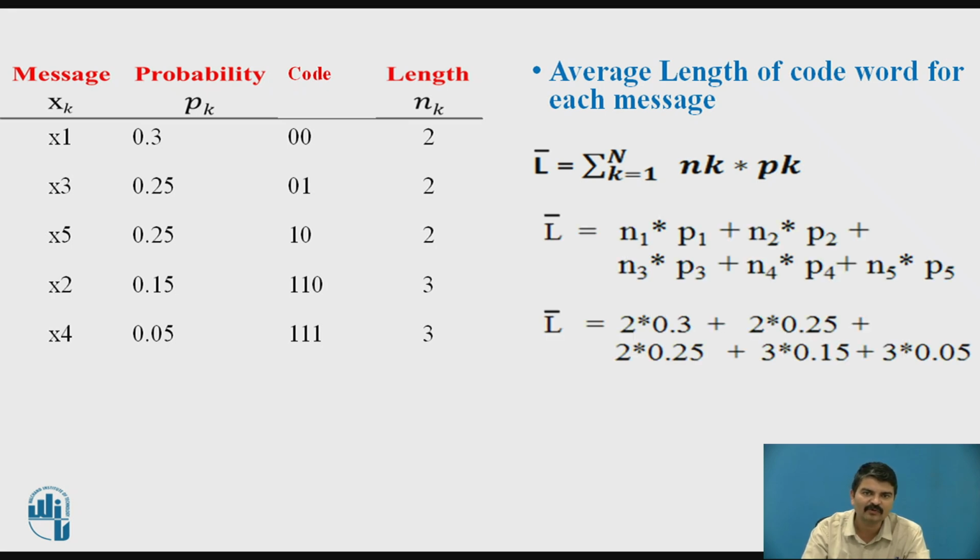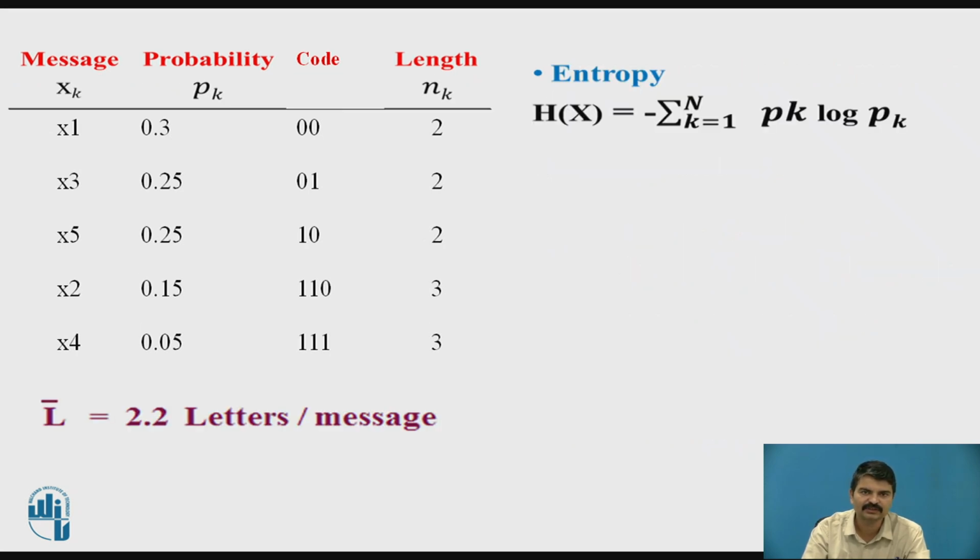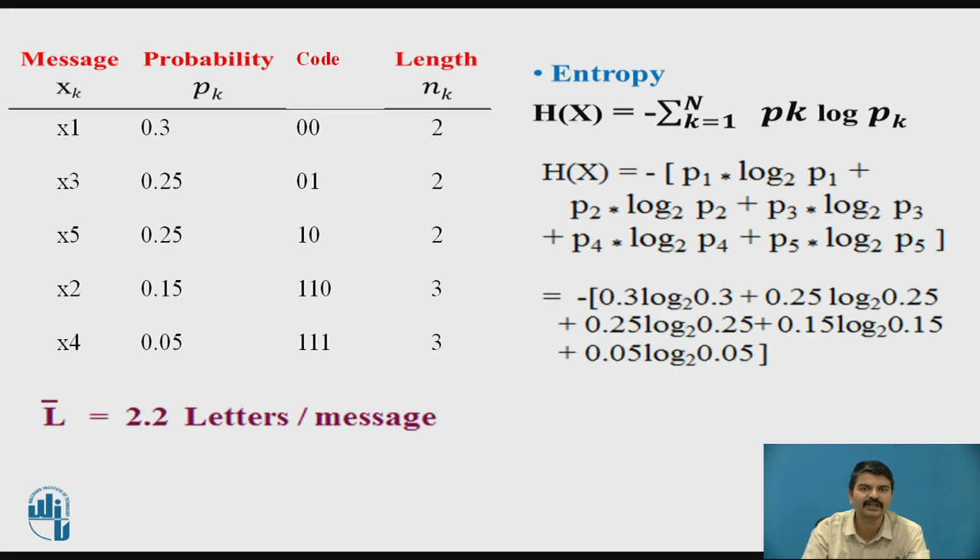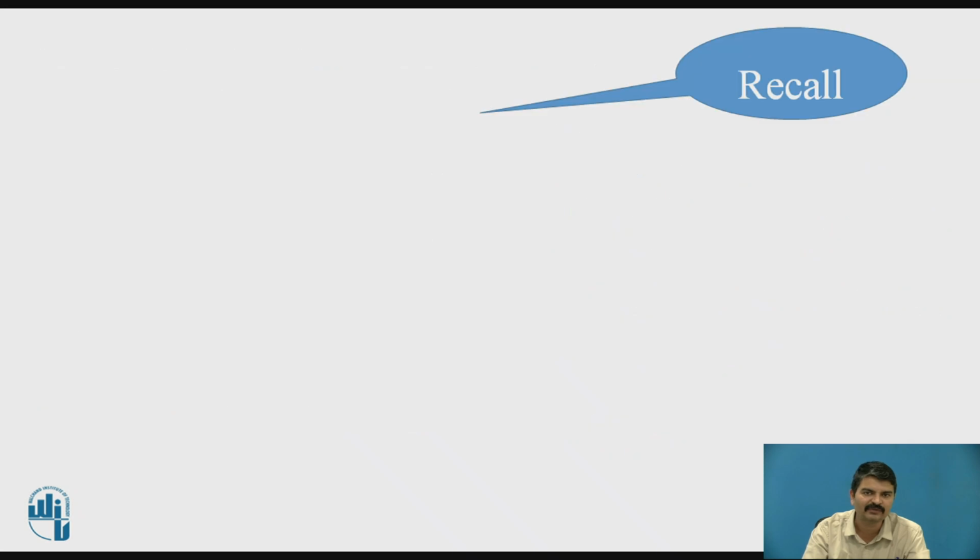For the calculation of the average length, we follow the formula L and put in the values. After putting in the values, I get the average length as 2.2 letters per message. After the average length, we need to calculate its entropy. What is entropy? The formula is given, and we take the help of the logarithm as well as the probabilities. By putting in all the values, I get the entropy value as 2.15 bits per message. Means here L is 2.2 letters per message, and H is 2.15 bits per message.